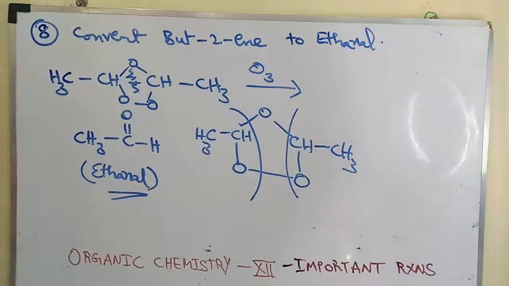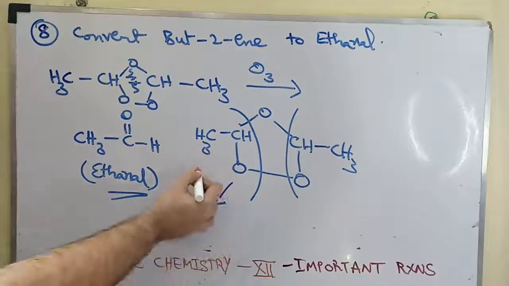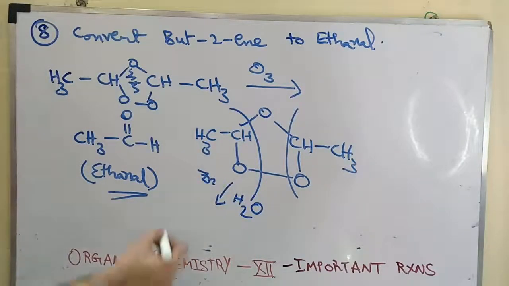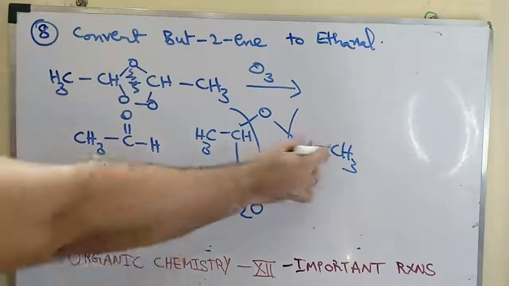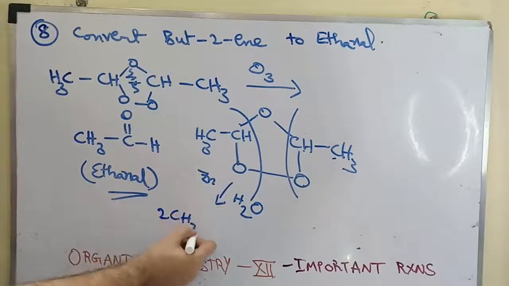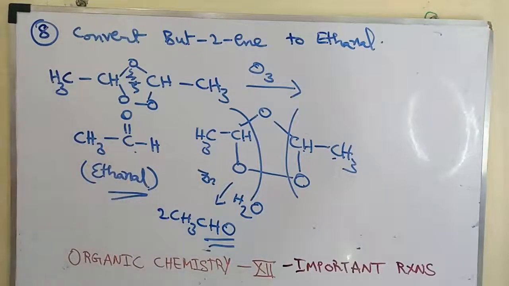This happens in the presence of zinc and H2O. This is a kind of complex. In the presence of zinc and H2O, this complex will break to form CH3CHO. Like this, you can remember. And CH3CHO, so that is 2 moles of CH3CHO, that is the ethanal, which is the required product. Hence the reaction. Let's move on to the next question.